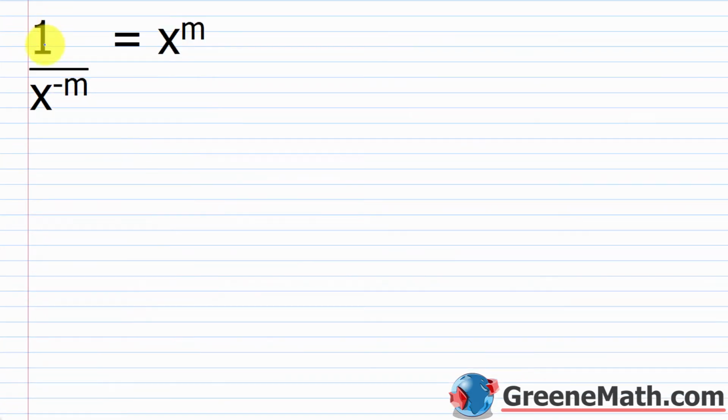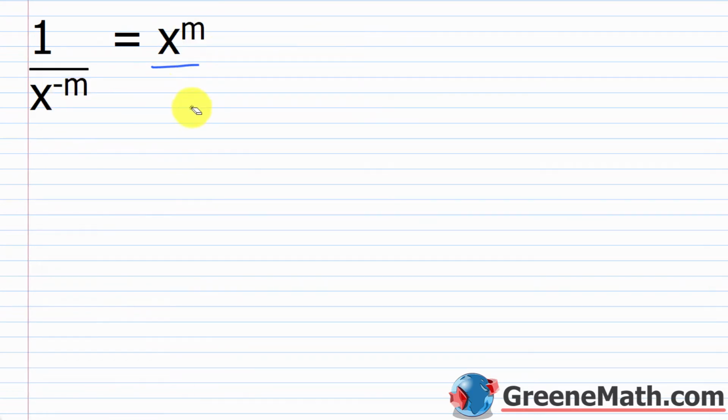So I also have here 1 over x to the power of negative m is equal to x to the power of m. So if you have 1 over something where that something has a negative exponent, again, I can just drag this up into the numerator. I can think about this as being over 1, and I can change the sign of the exponent.